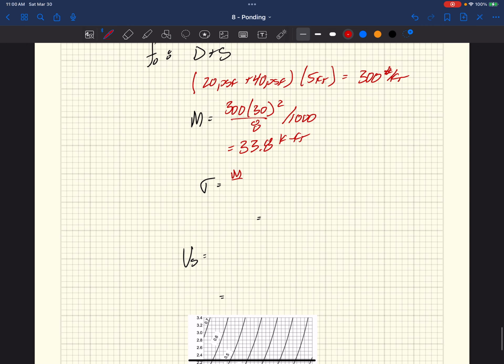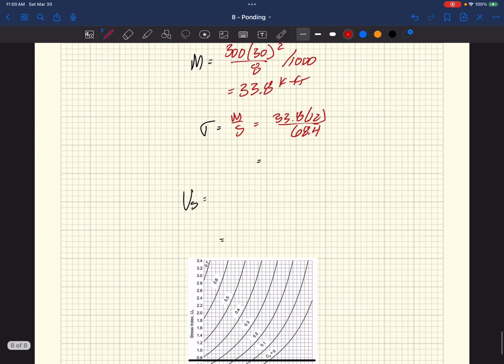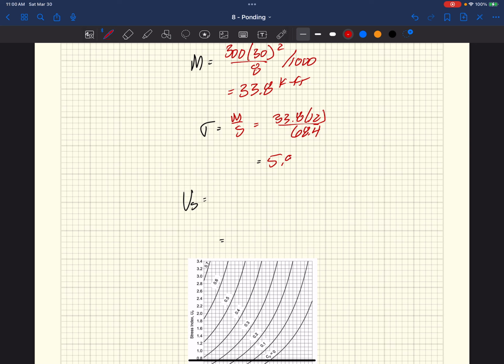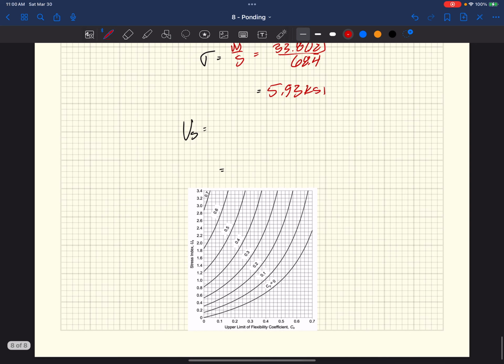Stress, right? M over S, same thing. We get 33.8 times 12 to get us to kip inches, because we're going to divide by S, 68.4 is S for W18 by 40. We end up with 5.93 KSI. That's super low. So I'm assuming I'm going to get a very high value for U sub S, right? Because we'll find that that high value is essentially providing us with a very high upper limit.